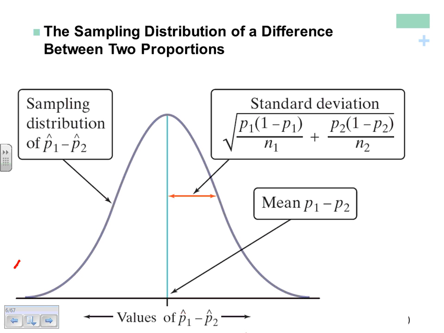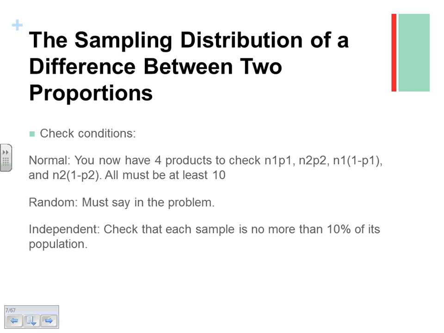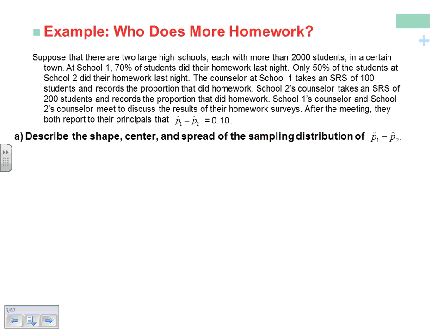So here's just, again, a summary of everything for you with a nice visual. Okay, so the sampling distribution of differences between two proportions. Make sure, again, you check all 4: independent, random, all of those. You're going to have to check conditions before you can do a test or a confidence interval, just like we have learned before. So let's do our first example.